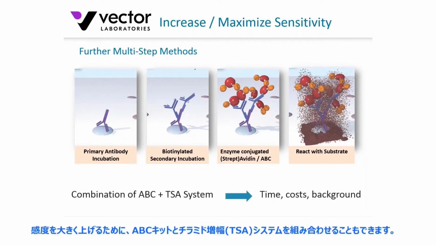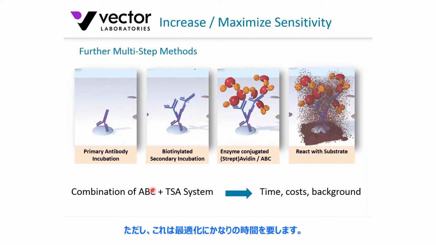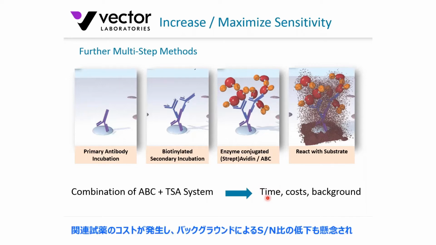If you want to increase the sensitivity, if you want to try and hit it out of the ballpark with some sensitivity, some investigators have been using a tyramide signal amplification system in combination with an ABC kit. Just bear in mind, though, that this will take a substantial amount of time to work up and optimize. There will be associated costs with that, and a higher degree of potential, I would say, of developing background, and hence a poor signal-to-noise ratio. You will also have to run additional controls in there to make sure you're not picking up some false positives. But nonetheless, this just gives you some examples of how to increase sensitivity.